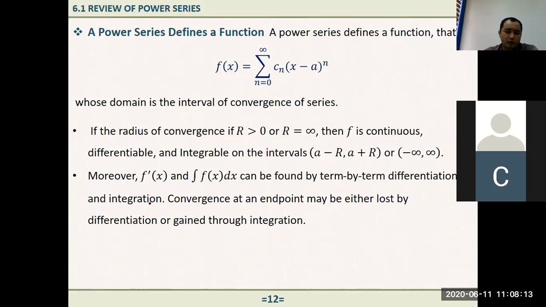All right. So moreover, f prime and the integral of f can be found by term-by-term differentiation and integration. Convergence at an endpoint may be either lost by differentiation or gained through integration. Okay, and these are things you learn in calculus. This is what we have to know, and through the examples you will see that it is not so complicated, because differentiating this power series means differentiating a polynomial function. Integrating a power series means integrating a polynomial function. The only difference is that in a series it has infinitely many terms.